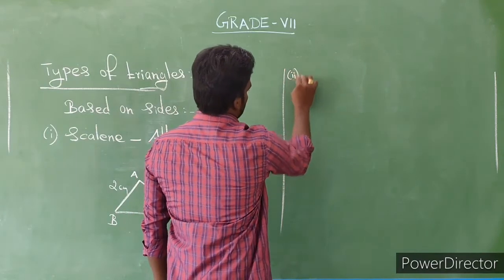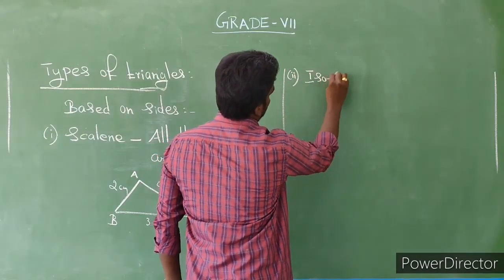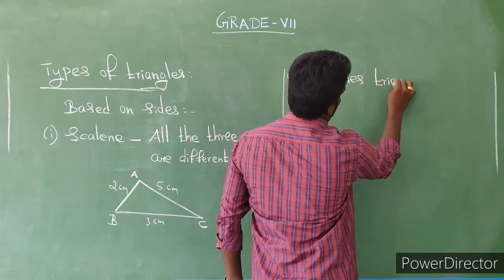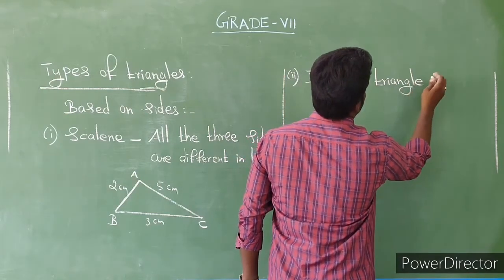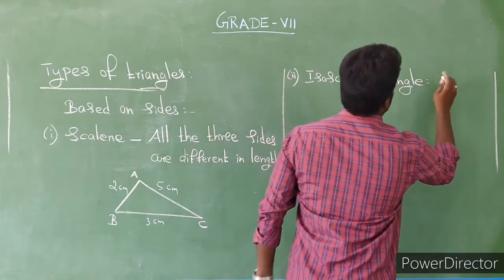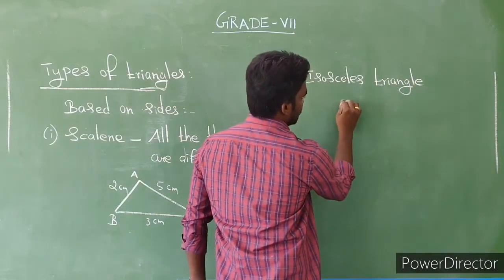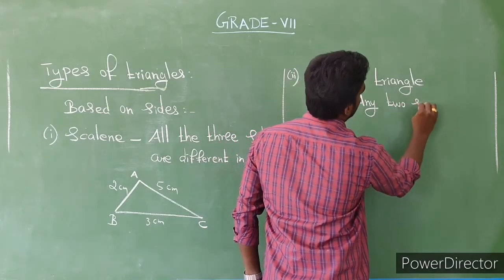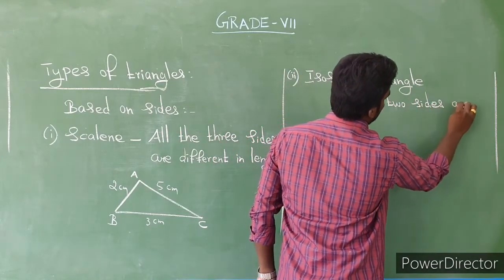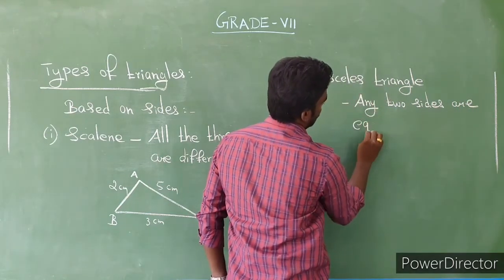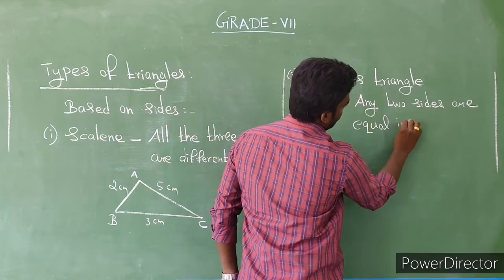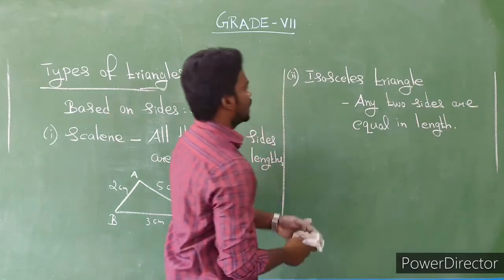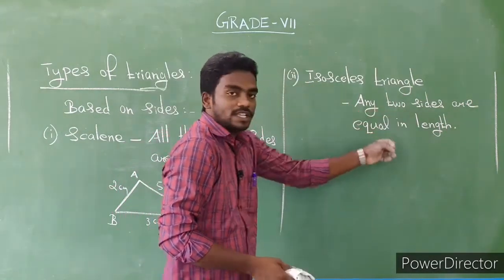Second one, isosceles triangle. What is meant by isosceles triangle? Isosceles triangle means any 2 sides are equal in length. So isosceles triangle means any 2 sides are equal in length.